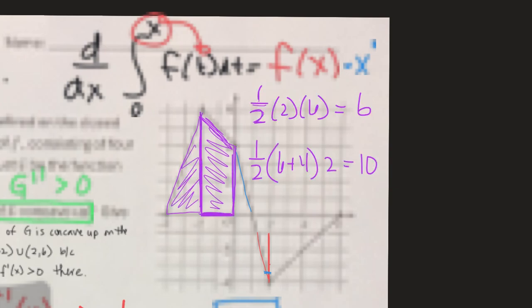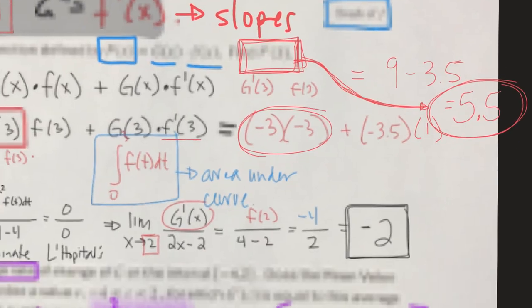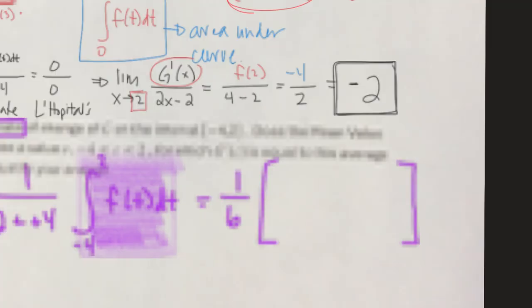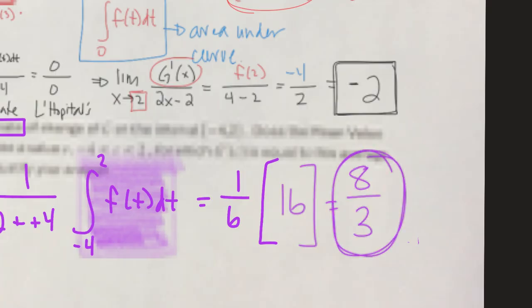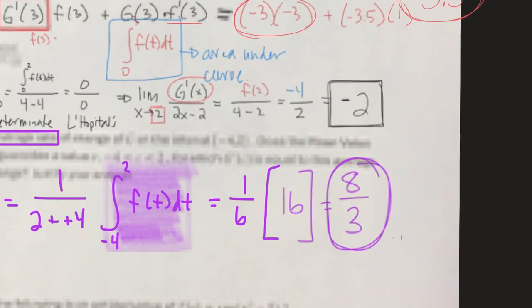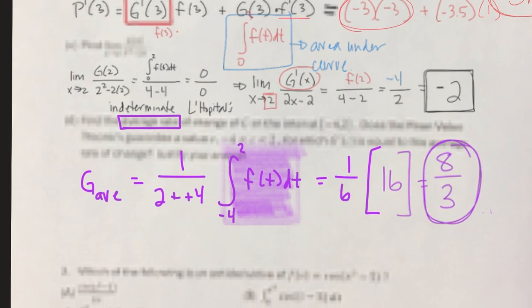So we have a 6 area for our triangle, and we have a 10 area for our trapezoid, which means that this area is 1/6 of 16. And 1/6 of 16 can reduce to, we can divide them both by 2, 8 over 3. So the average rate of change is going to be 8 over 3.